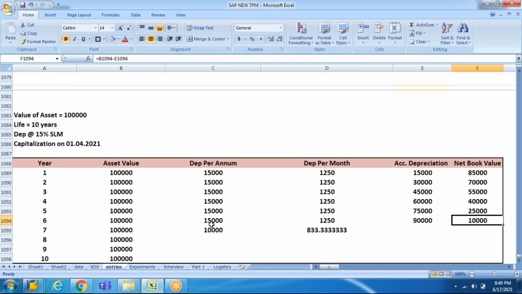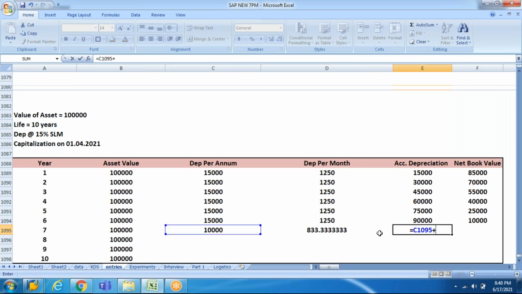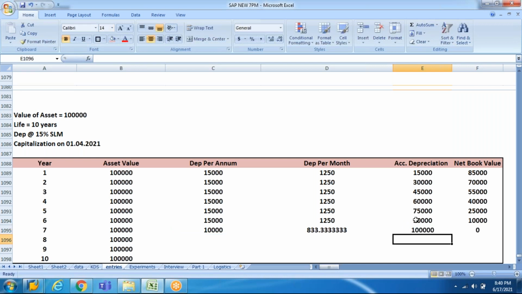So that is why the last year there might be a change like this. So here your per month depreciation will get changed, and your accumulated depreciation will be current year depreciation plus previous year accumulation, and the net book value will become 0. Until this value gets 0, you have to keep on applying this calculation. Got it? Until the net book value gets 0, you need to keep on applying the logic.